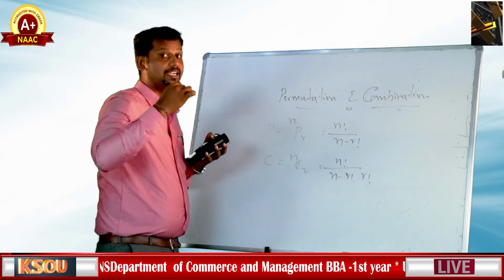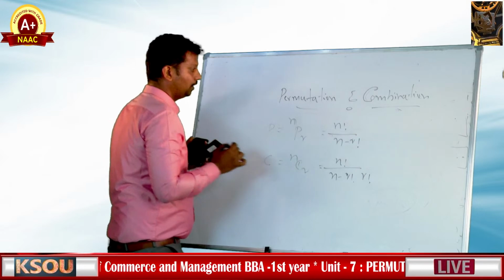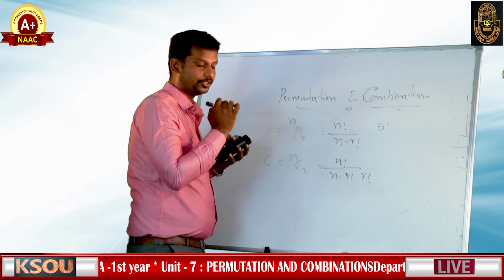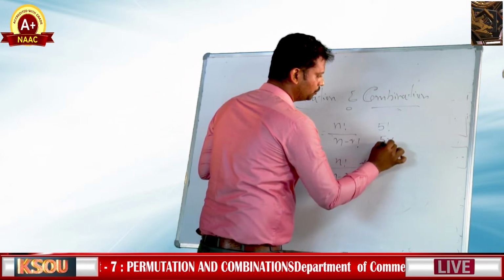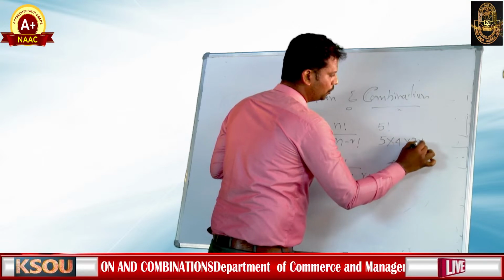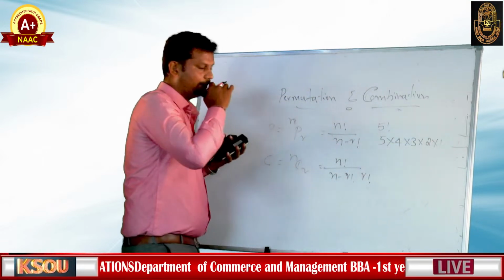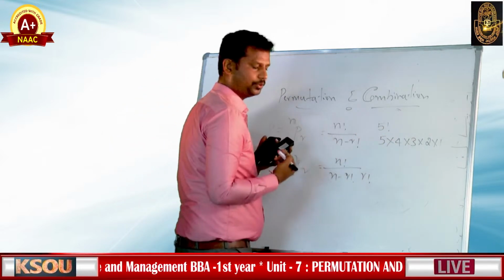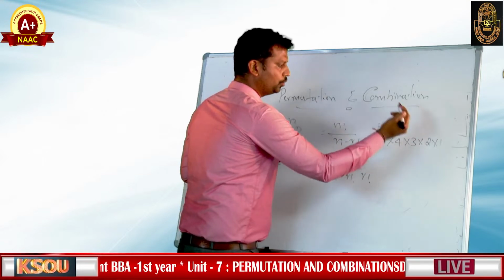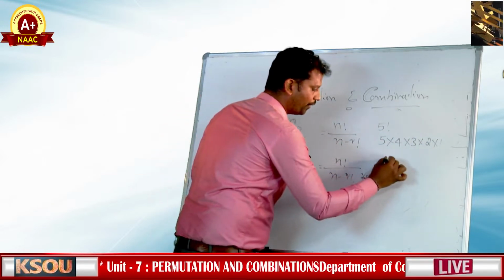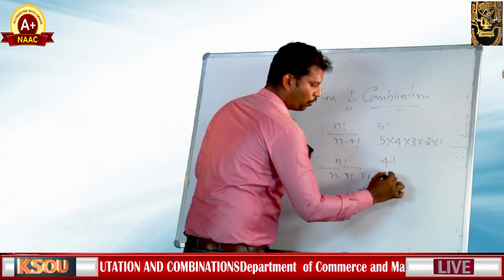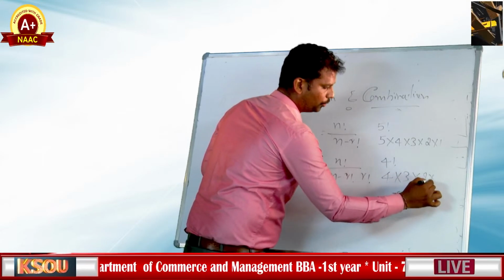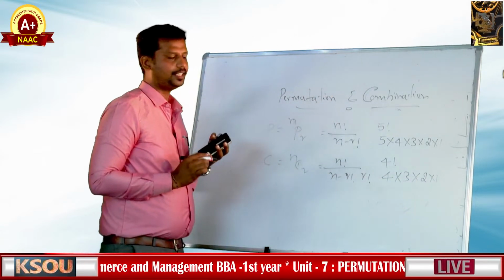N factorial means multiply itself. For example, 5 factorial. How to write the 5 factorial? 5 into 4 into 3 into 2 into 1. So 4 factorial means 4 into 3 into 2 into 1. This is called as 4 factorial. Clear? I think it is very clear.